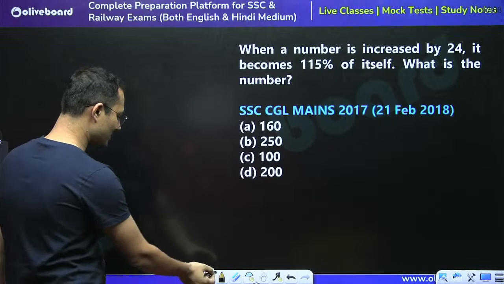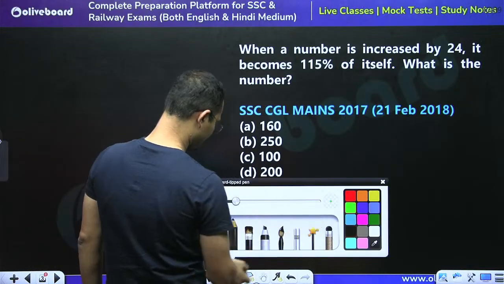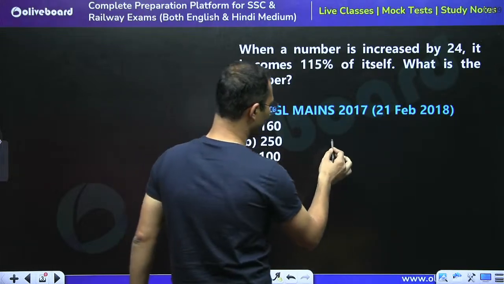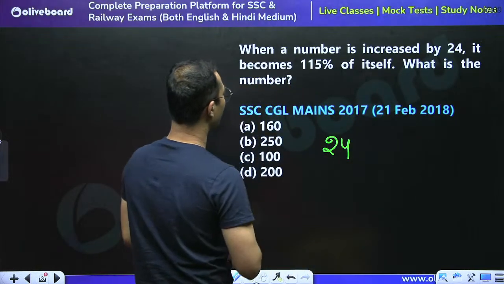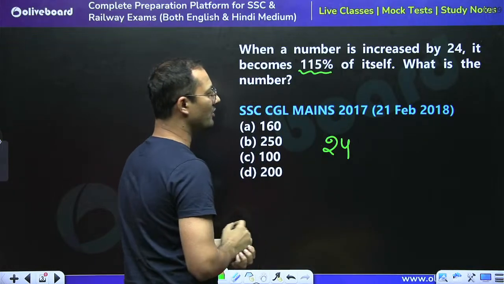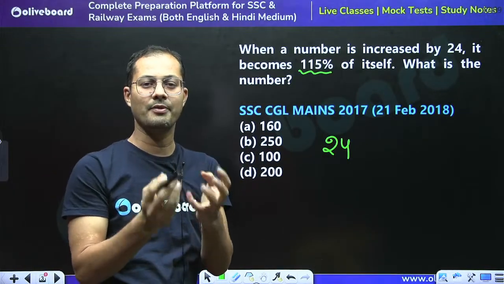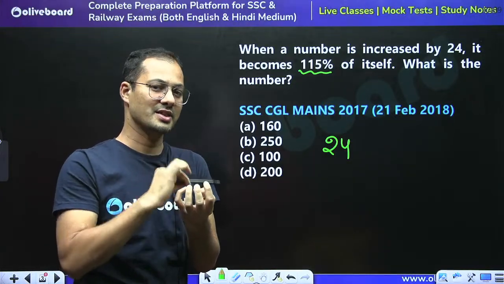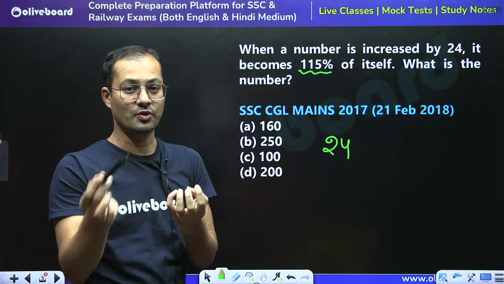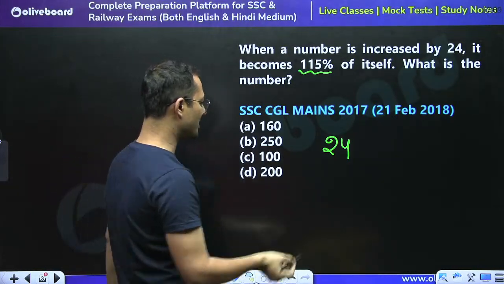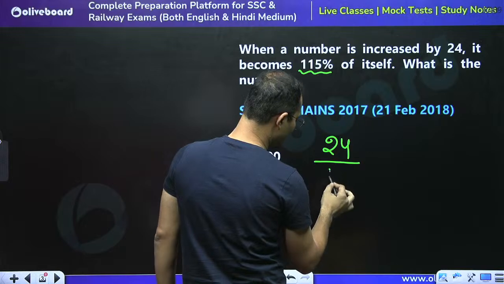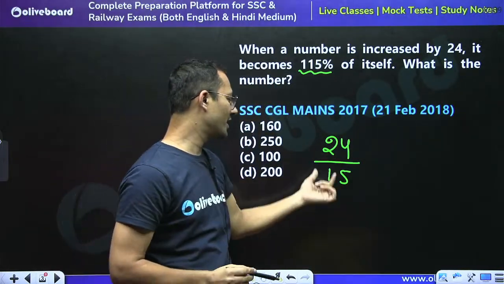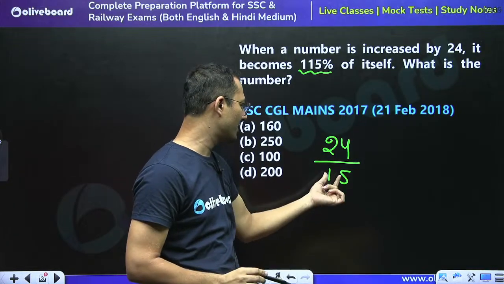Now the question is saying, when a number is increased by 24, then the number becomes 115% of itself. If the number becomes 115%, it means the original number is always 100%, it has become 115, so it is increased by 15%. So simply, we can say that 15% is equal to 24. Then what is the value for 1%? Here you can apply the unitary rule, so 24 divided by 15.